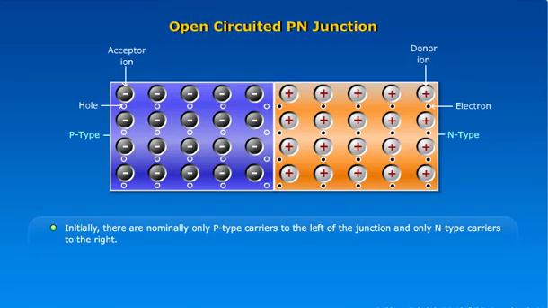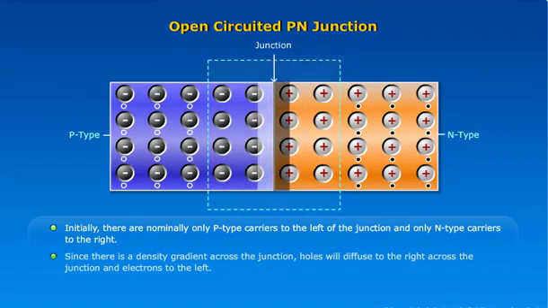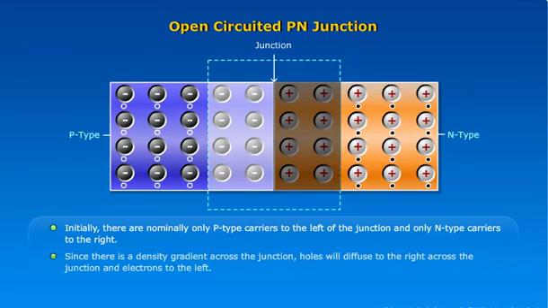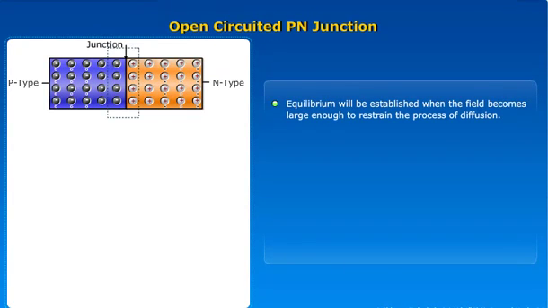Initially, there are nominally only p-type carriers to the left of the junction and only n-type carriers to the right. Since there is a density gradient across the junction, holes will diffuse to the right across the junction and electrons to the left. As a result of the displacement of these charges, an electric field will appear across the junction. Equilibrium will be established when the field becomes large enough to restrain the process of diffusion.